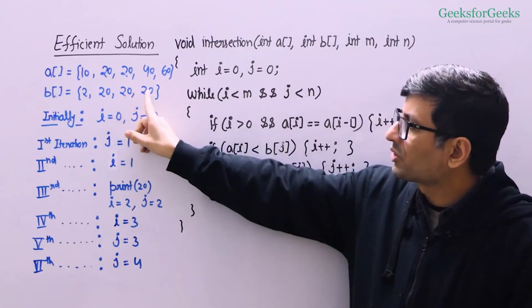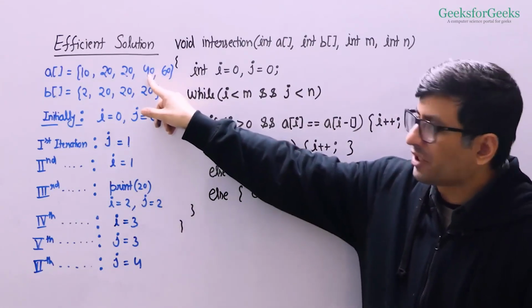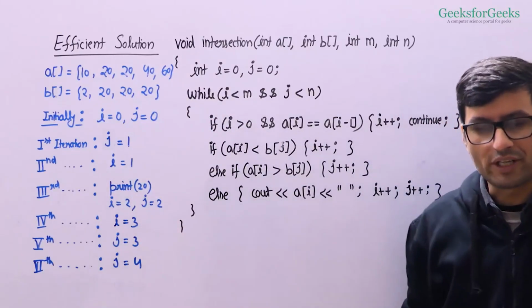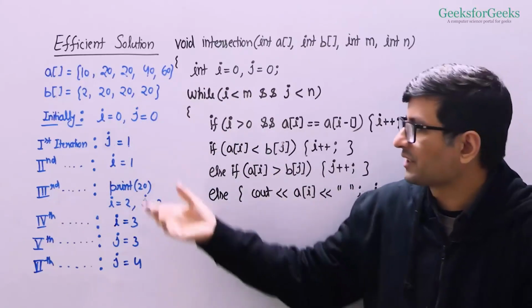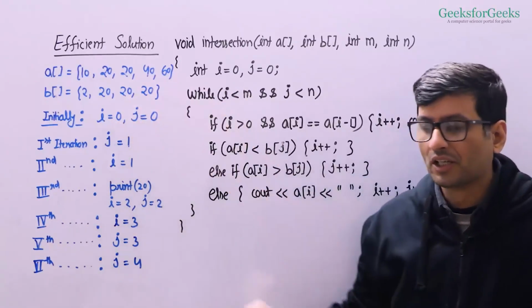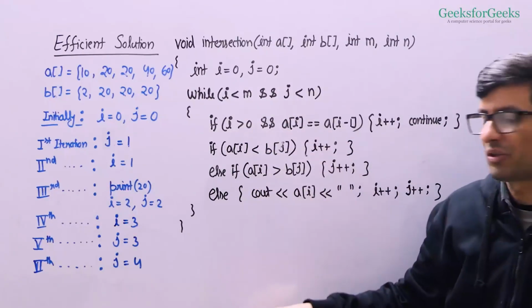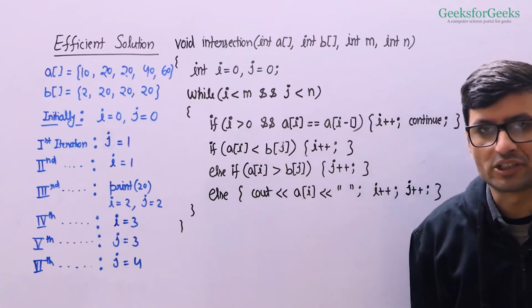And 20 is smaller, so we'll make j equal to 3. Now we'll compare again 20 and 40, and 20 is smaller, so we'll make j equal to 4. And what happens now? j crosses the maximum index; j now actually becomes the size. So we come out of the while loop. If any of them becomes equal to the size, we need to come out of the loop, and we have printed 20 on the screen. So this is how this efficient solution works.